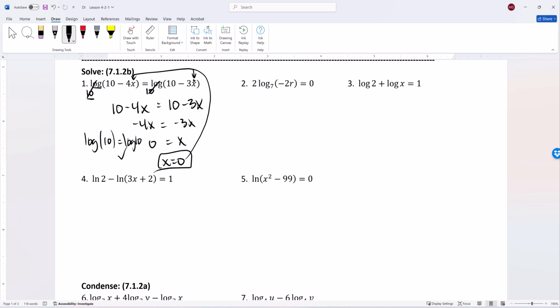Now, for you to be able to perform any of these operations, the log has to be isolated. So this log part has to be by itself. So I need to raise that 2 as an exponent, or you can divide both sides by 2. Both of them work. So the laws of us solving an equation all are the same.